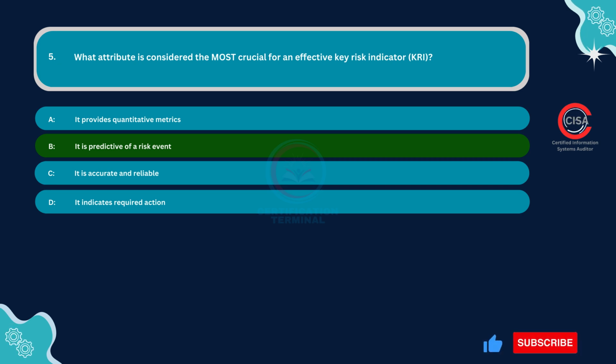By focusing on indicators that predict future risk events, organizations can enhance their ability to prevent or minimize the impact of adverse events, thereby improving overall risk management effectiveness.